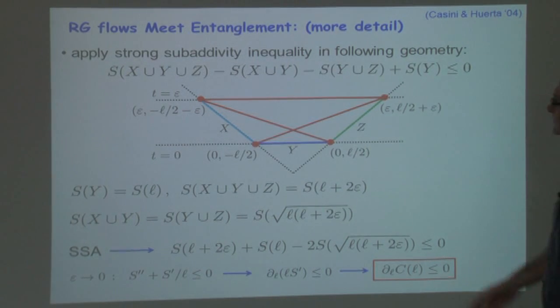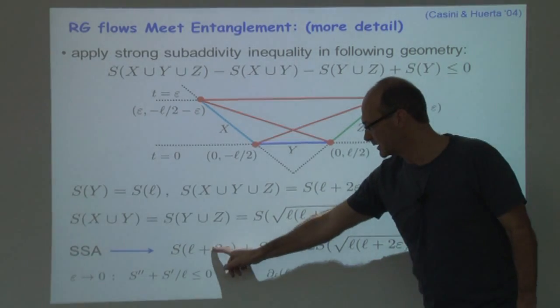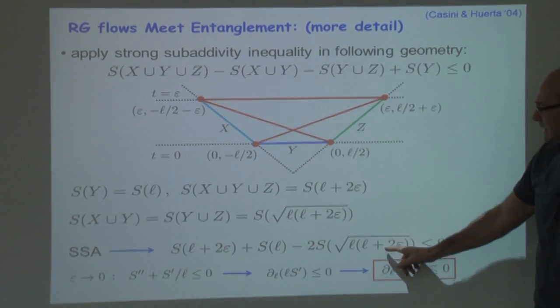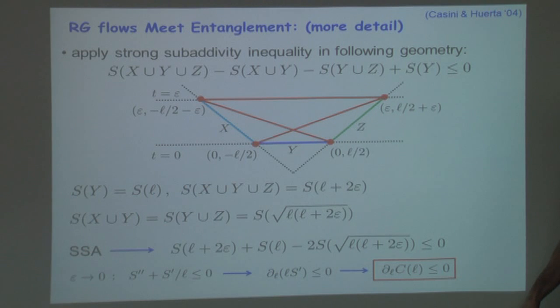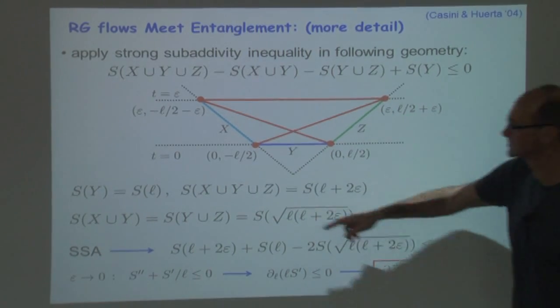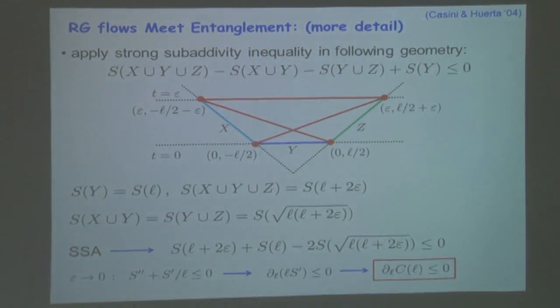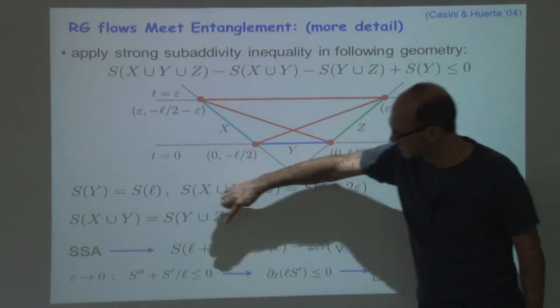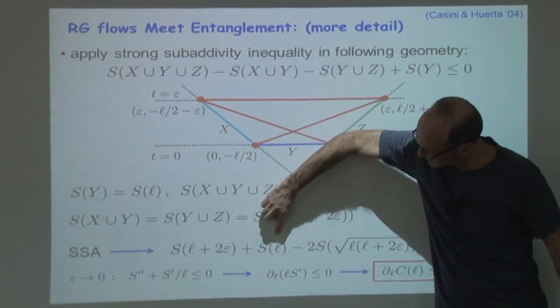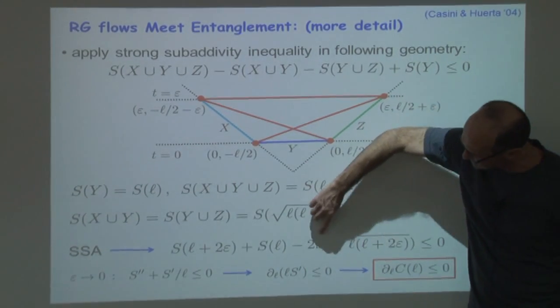And so strong subadditivity, if I just plug in there, says that the sum of those two entropies minus this particular entropy gives me a result that's less than or equal to 0. There's a factor of 2 there because both that one and that one are the same by the symmetry. Now what they did is they said, let's consider the limit where epsilon goes to 0. Then the 0th order term cancels because this becomes S of L, and then these are both S of L, so I'm subtracting that.